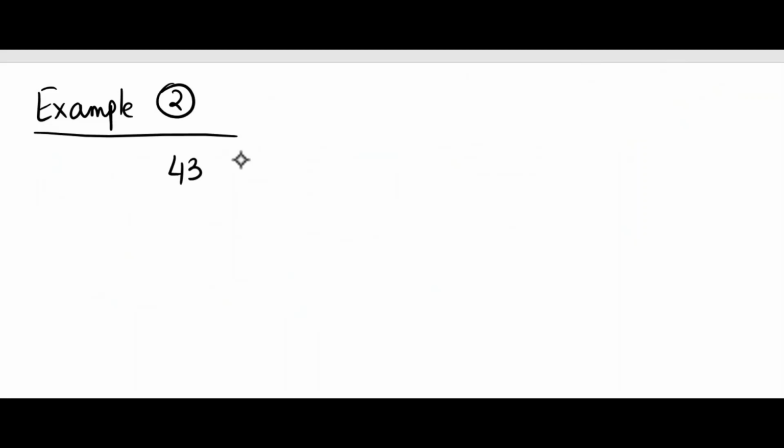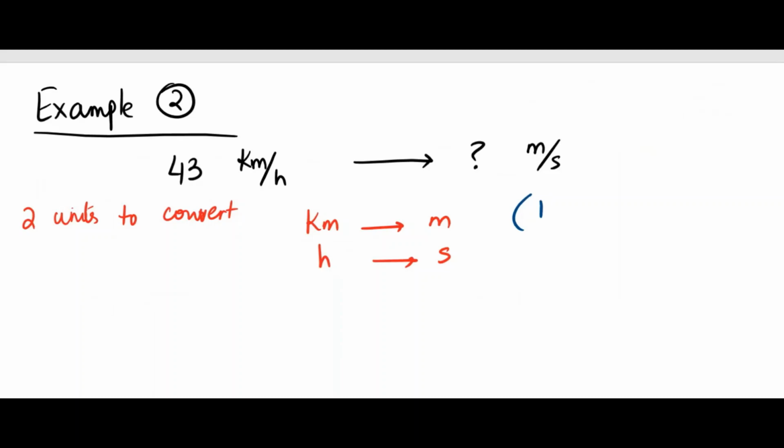Looking at the second example, which is a little bit tricky because I have to convert kilometers per hour into meters per second. So that involves two conversions. One is kilometers to meters, and I'll write down the conversion factor, and also from hours to seconds. So this will also be given to you as a conversion factor.